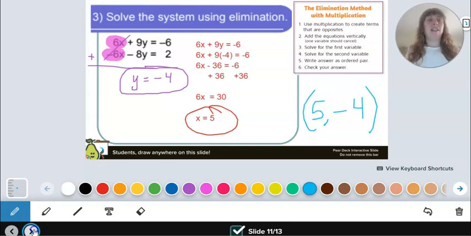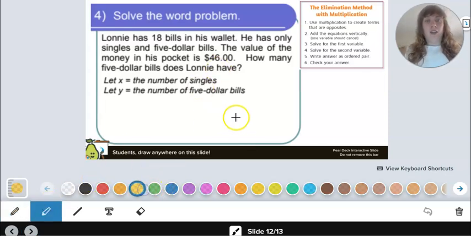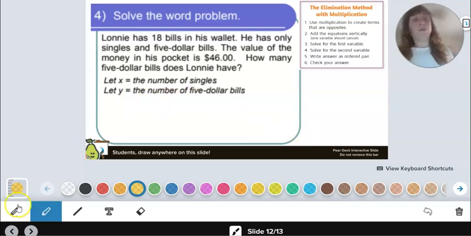Last one on slide 12. This says Lonnie has 18 bills in his wallet, and he only has singles and $5 bills. The value of the money in his pocket is $46. How many $5 bills does Lonnie have? So X is the number of singles, Y is the number of $5 bills. So we have to write 2 equations, and then we're going to solve it.